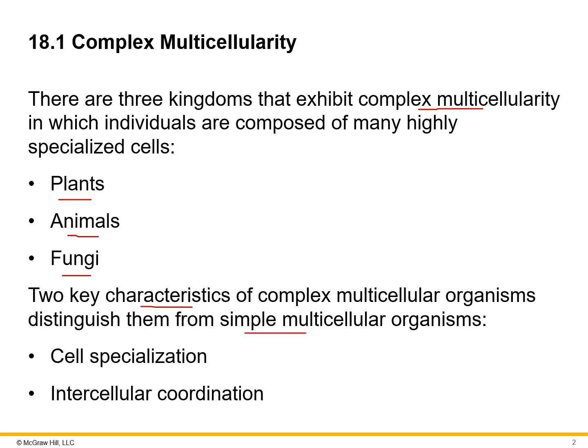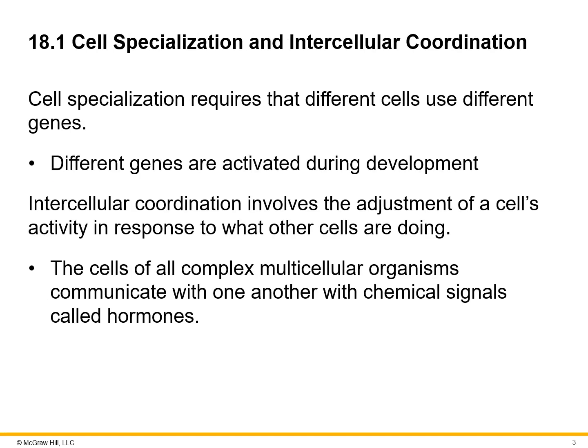Now, two of the key characteristics that put organisms into this group and differentiate them from simple multicellular organisms like we'd seen with some of the prokaryotic, like the Anabaena or the cyanobacteria, is that these cells specialize, meaning they become differentiated and do a specific job. They can't do everything, but they have one job, like a muscle cell or an adipose cell. And it has intracellular coordination, a way to do those specific jobs. So a little bit more about that.